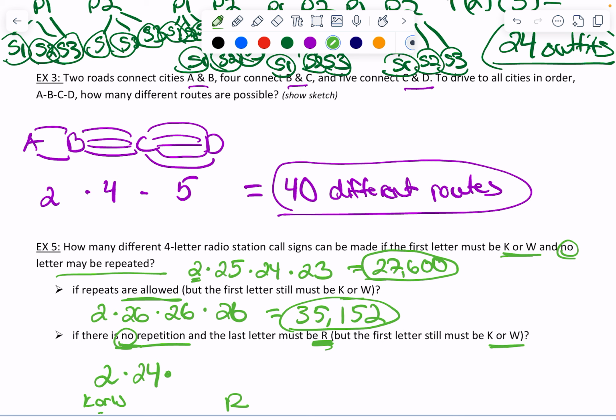We've taken this one and this one out. So that's why 26 minus 2 is 24. Next one would be one less again, 23, and then we're multiplying by the one letter, which is the R. So this is 1,104. So you can see that the options go down quite a bit when we put more restrictions on it.